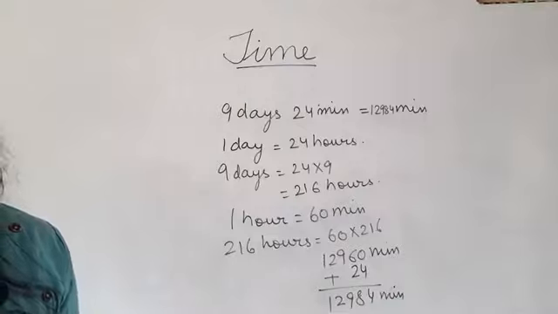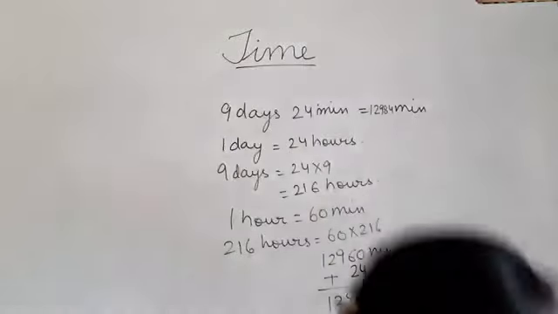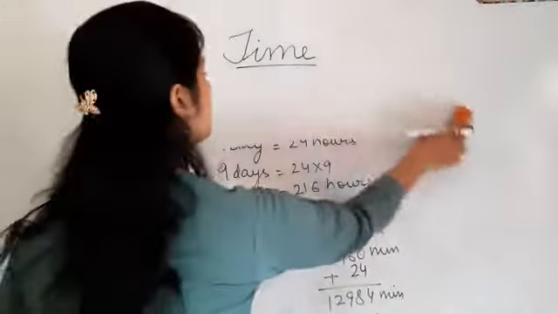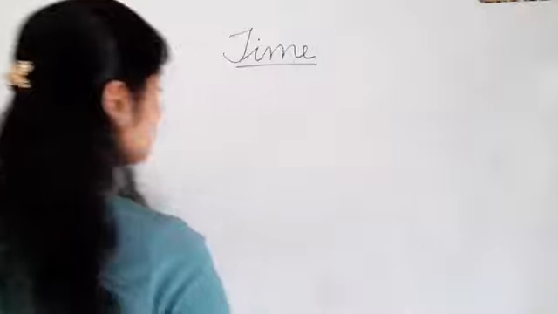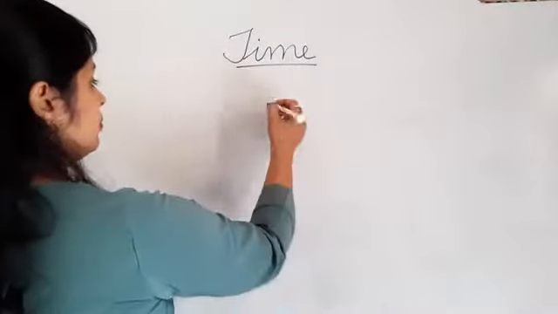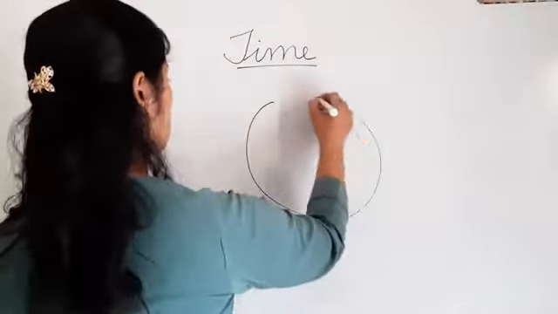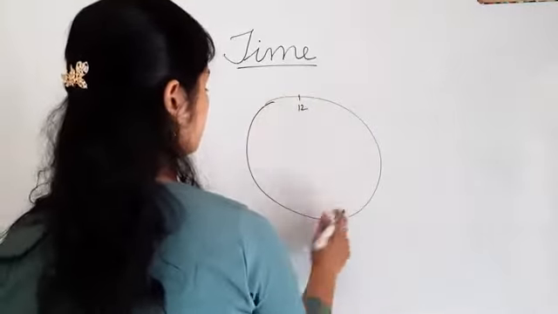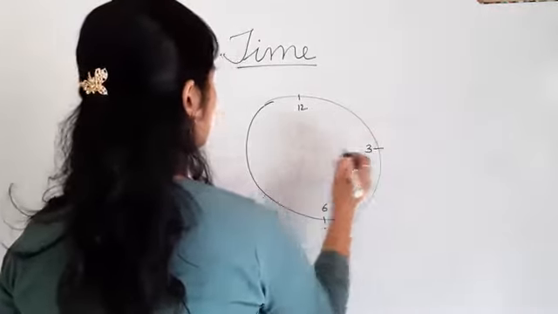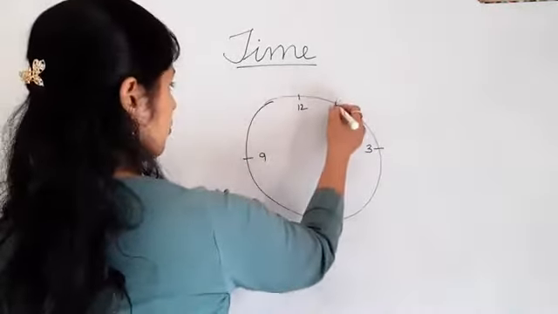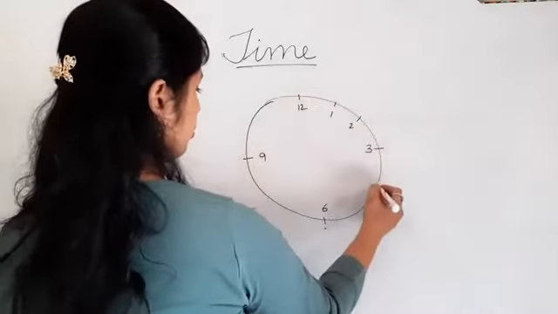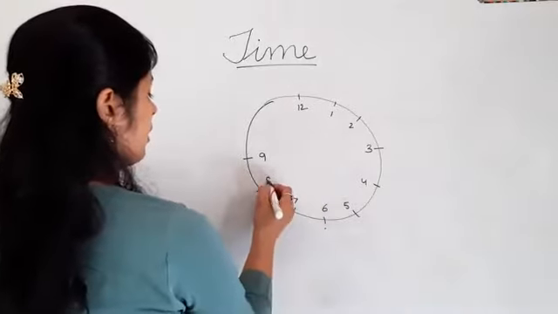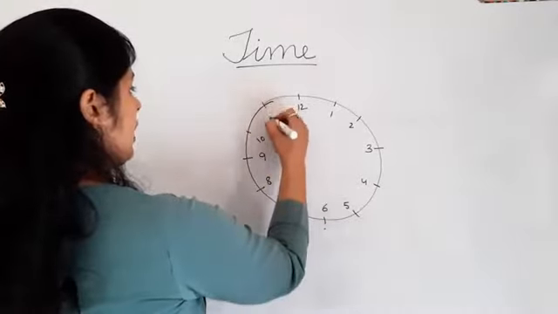Now suppose we want to find out the time from midnight or from noon. In our full day, if I tell you about the clock, suppose this is our clock, we are having 12, 6, here we are having 3, here we are having 9, 1, 2, 4, 5, 7, 8, 10 and 11.